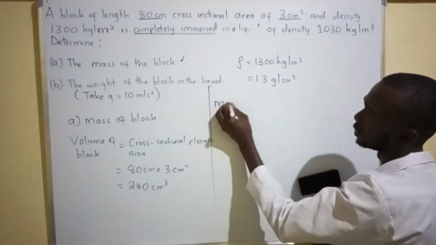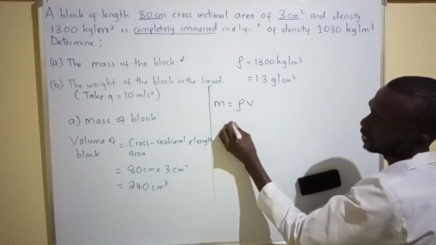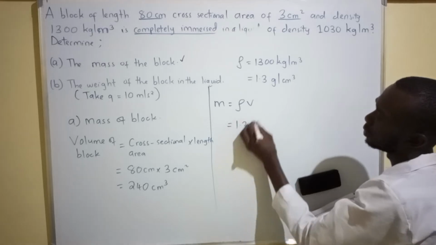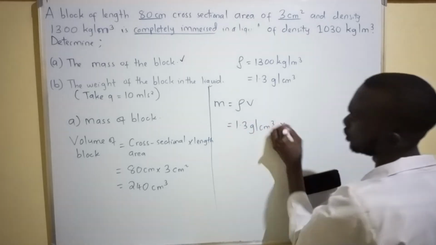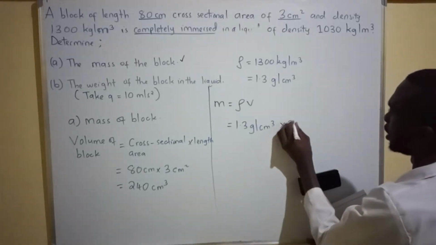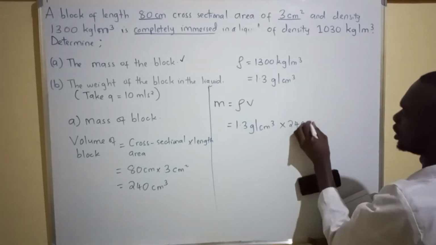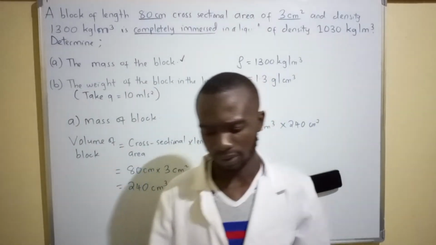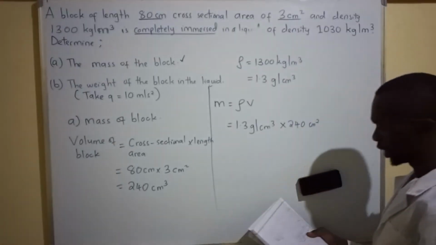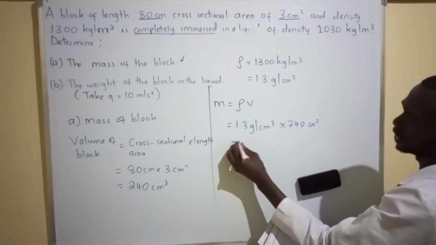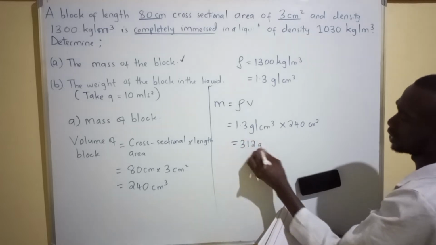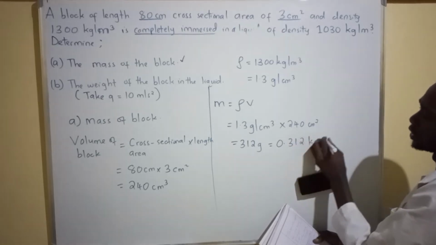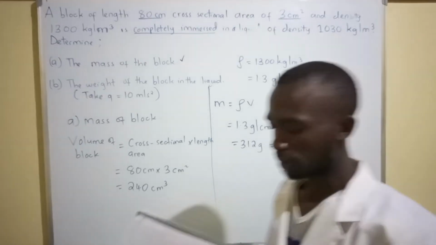The mass is equal to the density multiplied by volume. This is equivalent to the density, 1.3 grams per cubic centimeter, times the volume of the block, 240 centimeter cube. Now, that gives us the mass, which is 312. This is the same as 312 grams, which is equal to 0.312 kilograms. So this is the mass of the block.